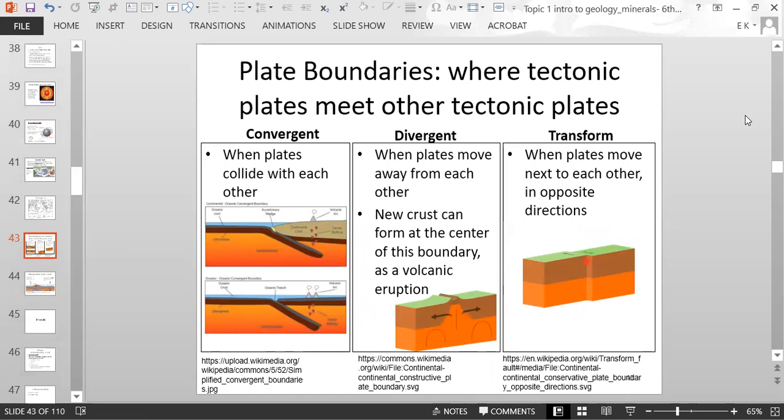So this goes into a little bit more about the plate boundaries. Again, the boundaries are where tectonic plates meet other tectonic plates. A convergent boundary is when plates are colliding with each other. Divergent boundaries are when the plates are moving away from each other, and new crust forms at that center where the plates move away from each other. There are volcanic eruptions there. And then you have transform boundaries, which is when plates move next to each other, but in opposite directions.